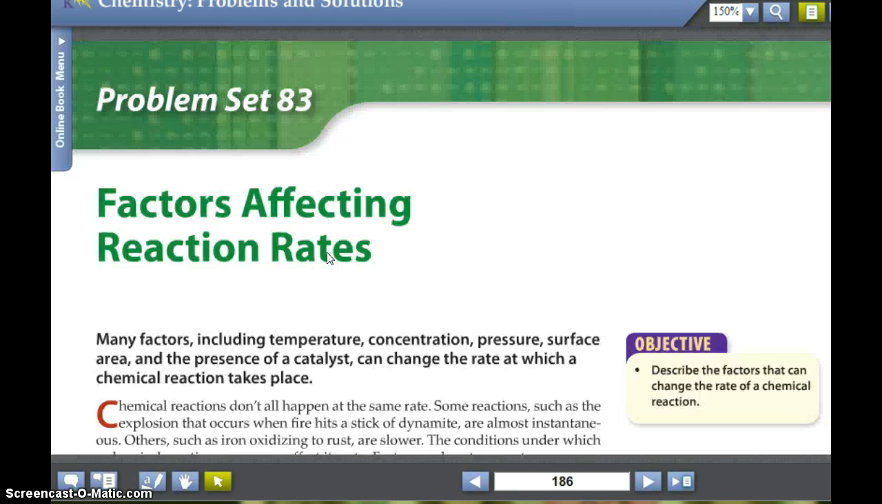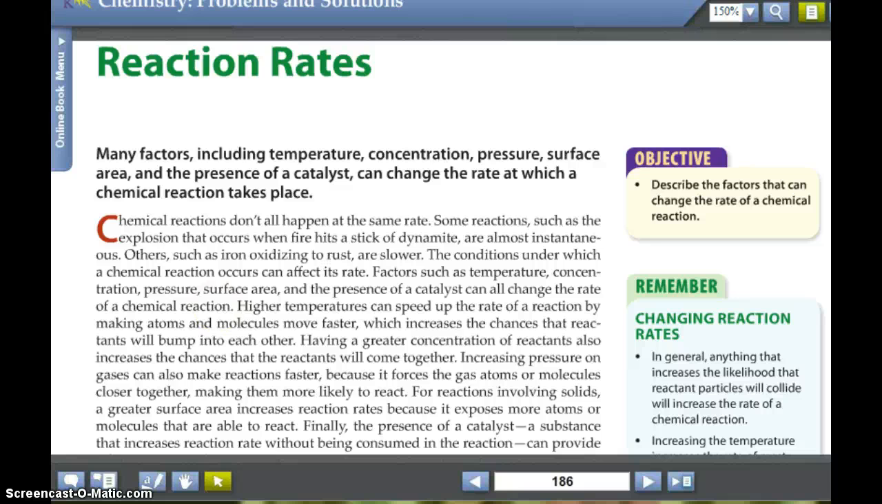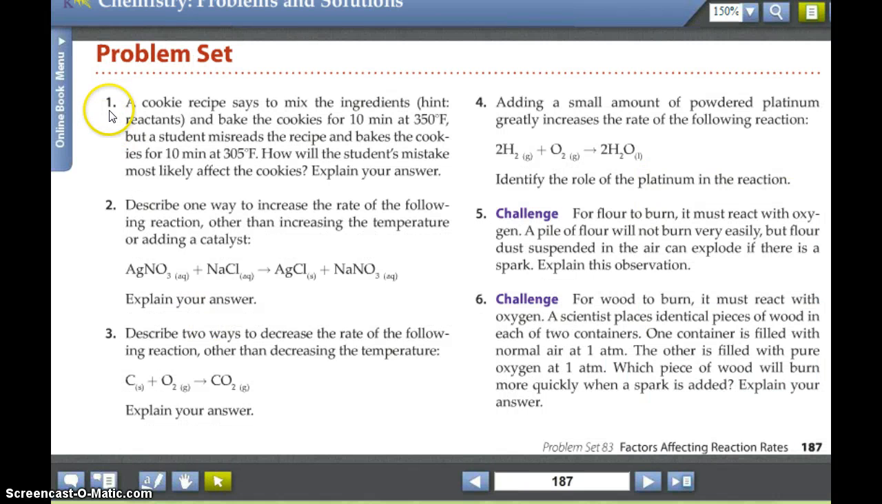Okay, the next lesson, factors affecting rates of reaction, problem set 83. All right, our second set of problems. A cookie recipe says to mix the ingredients, hint, reactants, and bake the cookies for 10 minutes at 350 degrees Fahrenheit, but a student misreads the recipe and bakes the cookies for 10 minutes at 305 degrees. How will the student's mistake most likely affect the cookies? Explain your answer. Hit pause.